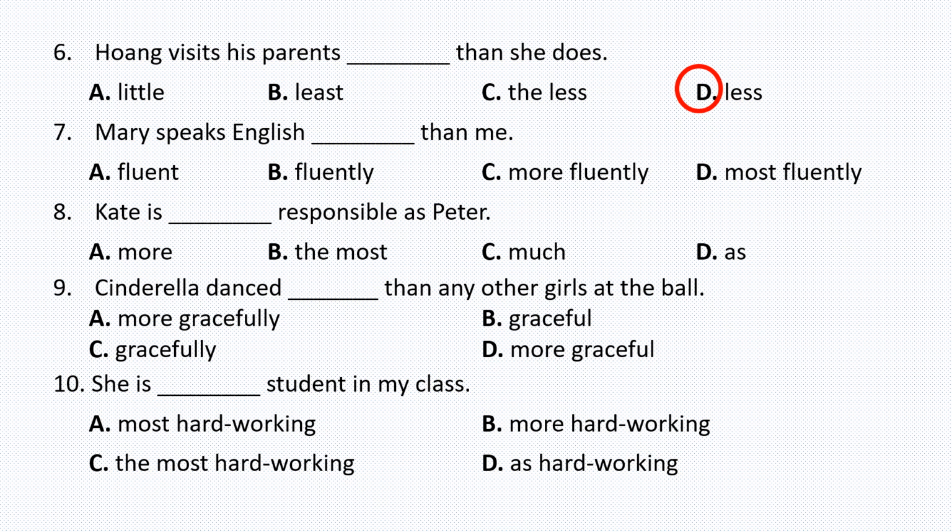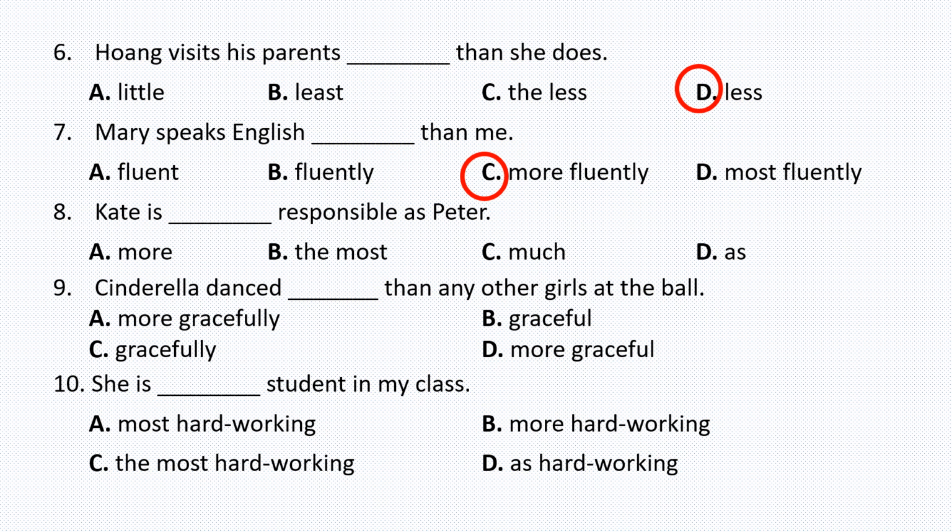7. Mary speaks English ___ than me. A. fluent. B. fluently. C. more fluently. D. most fluently. The answer is C. Mary speaks English more fluently than me.